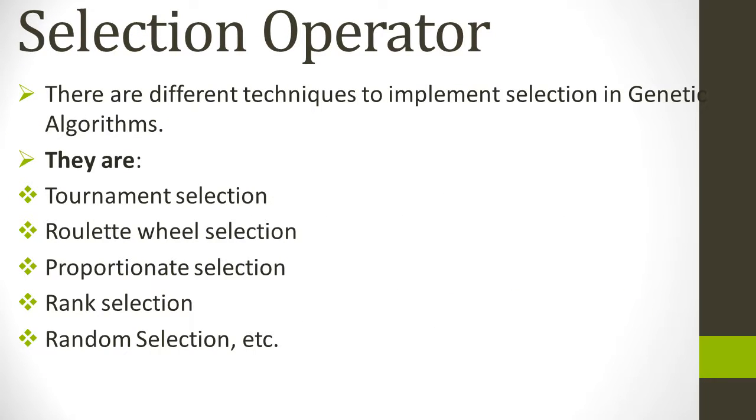Here are some different techniques to implement selection in genetic algorithms. They are tournament selection, roulette wheel selection, proportionate selection, rank selection and random selection. But in your syllabus, roulette wheel selection, rank selection and random selection are included.